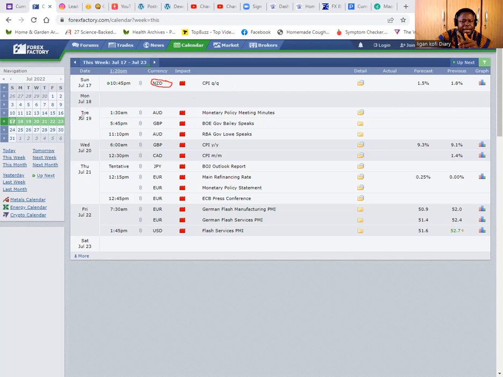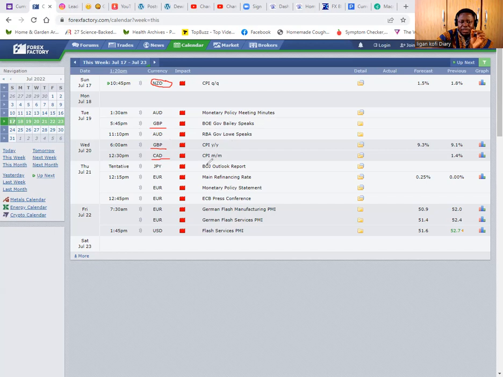And then on Tuesday, we are going to have AUD news, monetary policy meeting. And then on that same Tuesday, we have news on GBP, Bank of England Governor Bailey will speak. And then on the same Tuesday, AUD, Reserve Bank of Australia, their Governor Lowy will speak. And then on Wednesday, CPI on GBP. And then CPI on CAD.